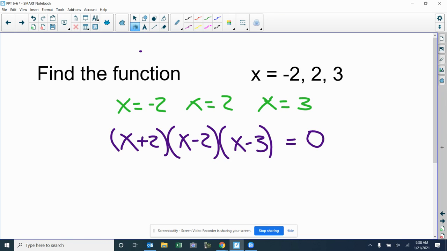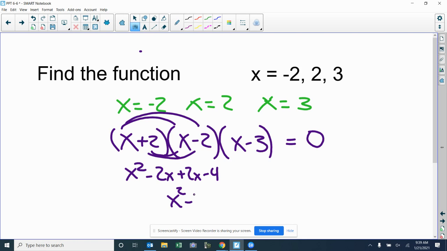All right, x times x will give me that x squared. That's going to be minus 2x if I come here. Oh, I'm going to get plus 2x. So it looks like those middles might cancel, and I'm going to get minus 4. So I'm going to simplify this to x squared minus 4, and I still have x minus 3 along for the ride. I still need to FOIL that out.